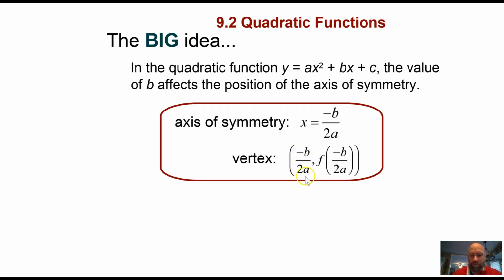It's negative b over 2a, which is the x-coordinate on your axis of symmetry. Then for the y-coordinate, if you plug that x-coordinate into your function, f of x, you'll get the y value, or the y-coordinate, for your vertex.